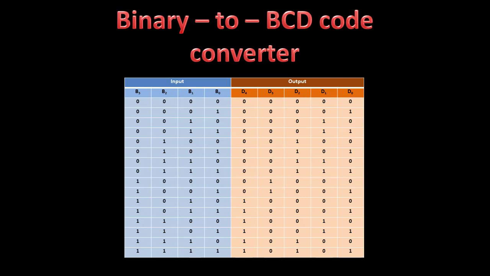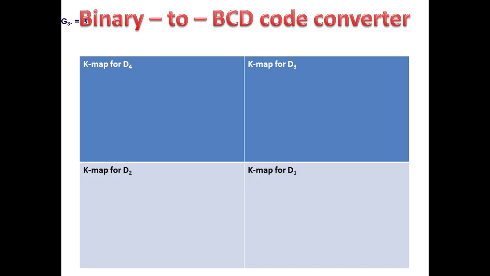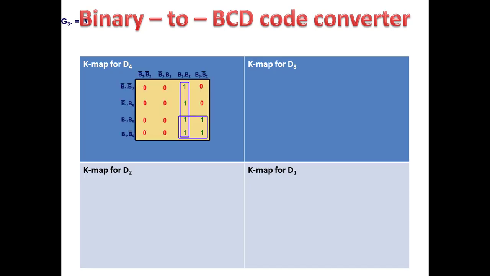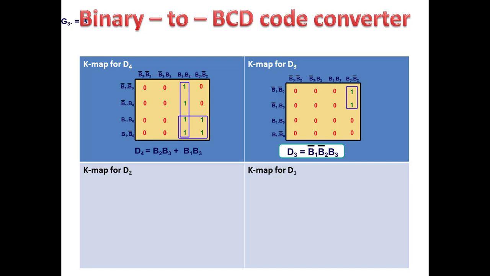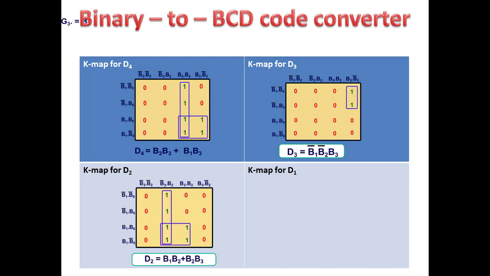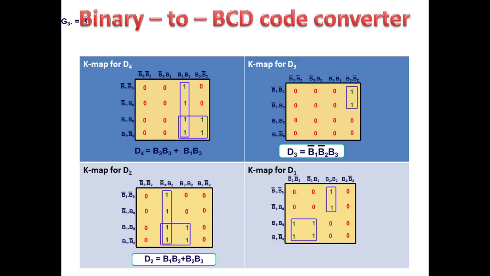So in this case we need 5 K maps to get the outputs. The leftmost is the K map for D4. This is the solution we get. So there are 2 quads. For D3 we have a pair, and this is the equation for the pair. For D2 we have 2 quads, and this is the equation for the 2 quads. For D1 we have a quad and a pair, and this is the equation for that.